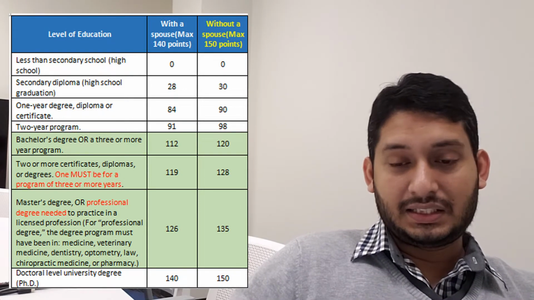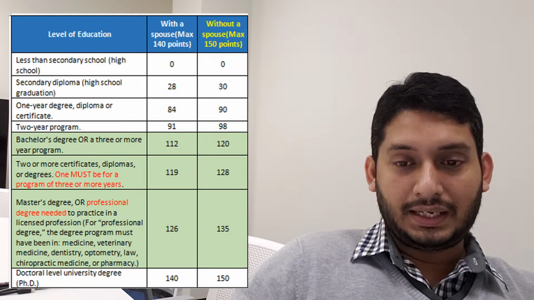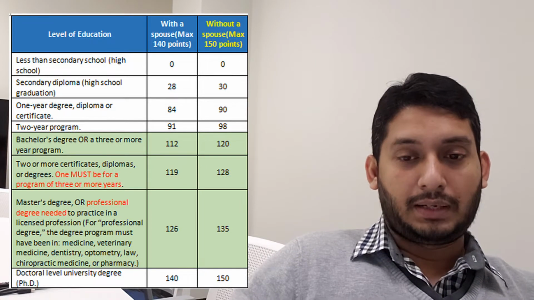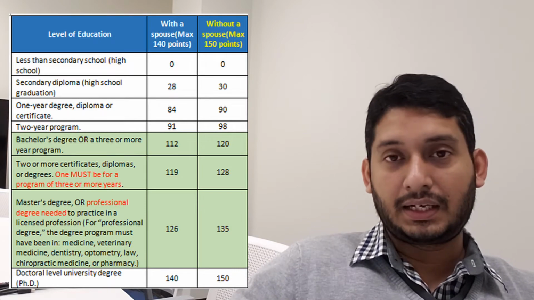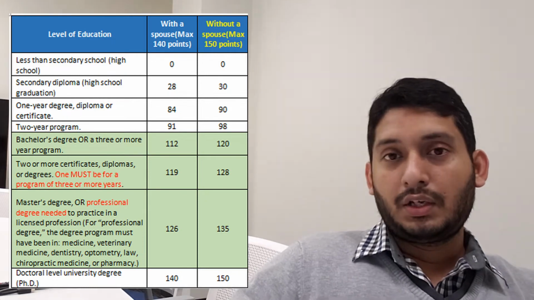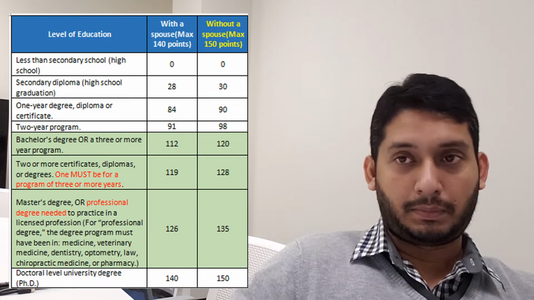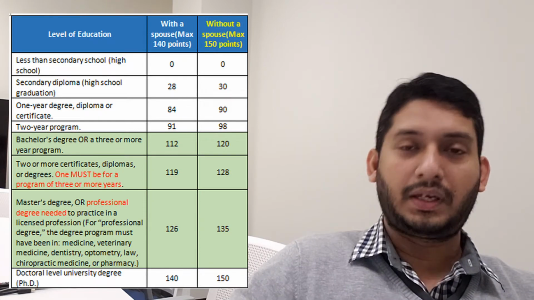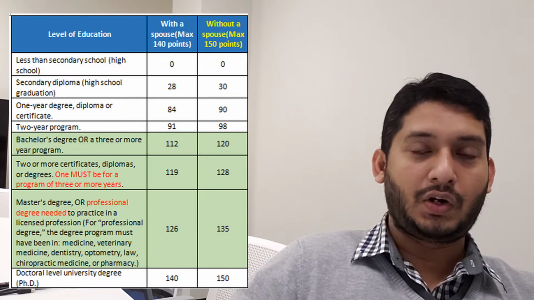Then for the master's degree or the professional degree, I would like to highlight one more point: if you're talking about a professional degree, then that has to be a licensed one. Okay, what do I mean by that? Let's say for a pharmacist, or whoever is coming from a pharmacy background, you have to take that license from PEBC, the Pharmacy Examining Board of Canada. So if you say you're a professional but you are not licensed in Canada, then it doesn't help. Okay, so you can only claim it if you have a master's degree.